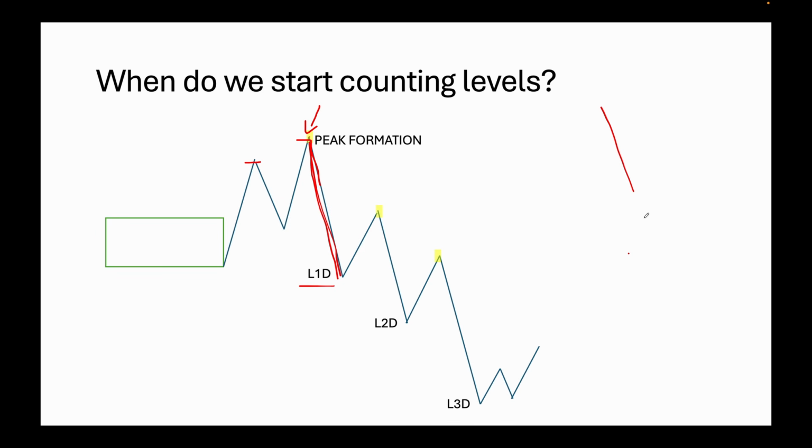So if you get something like this, whereby you have a peak formation and you get something like this, the market is not really giving you a long sustained run. The market is just consolidating. We do not consider this as a level count. What we want to see is a long sustained push. Now, this can be seen in every time frame.